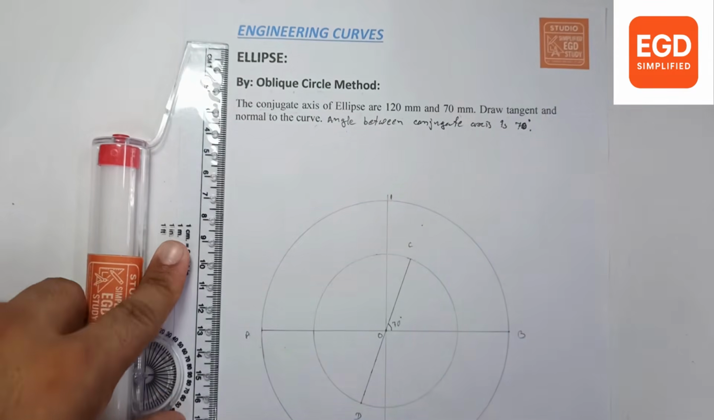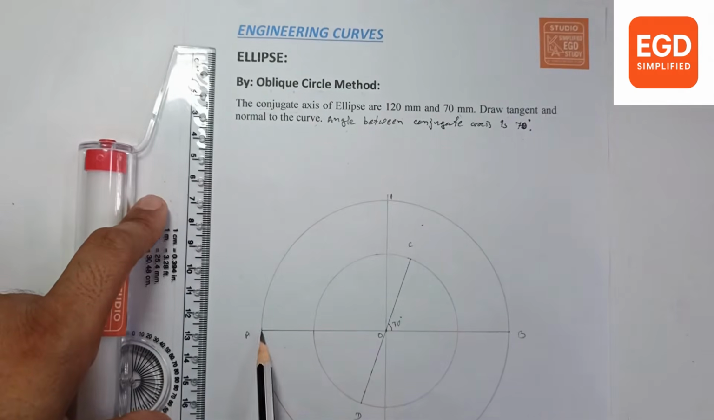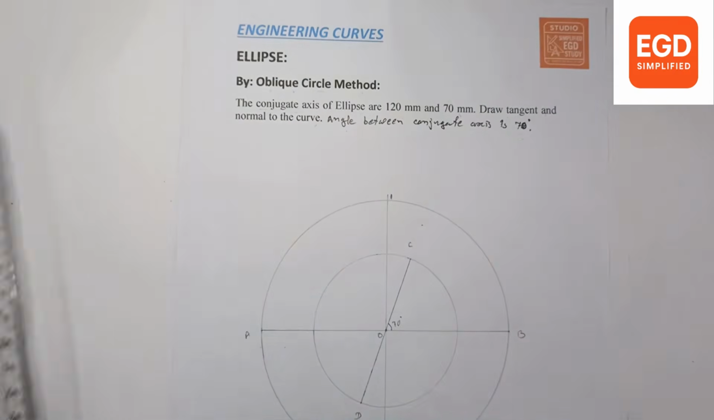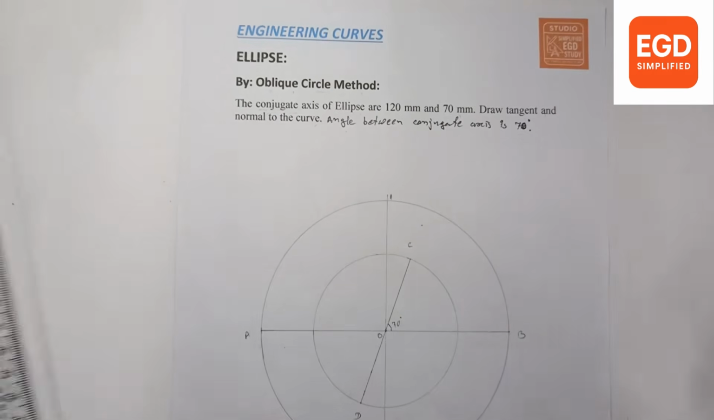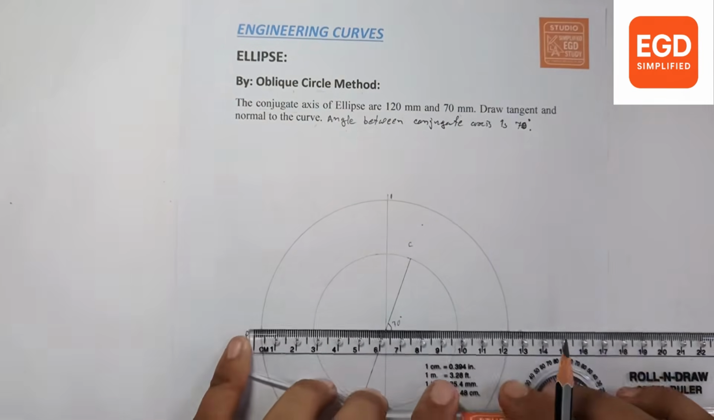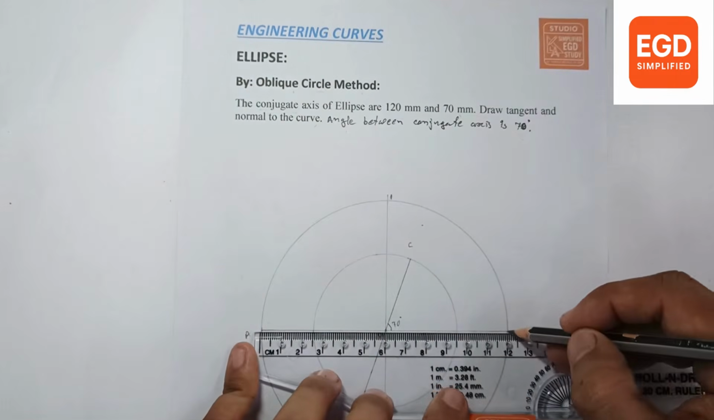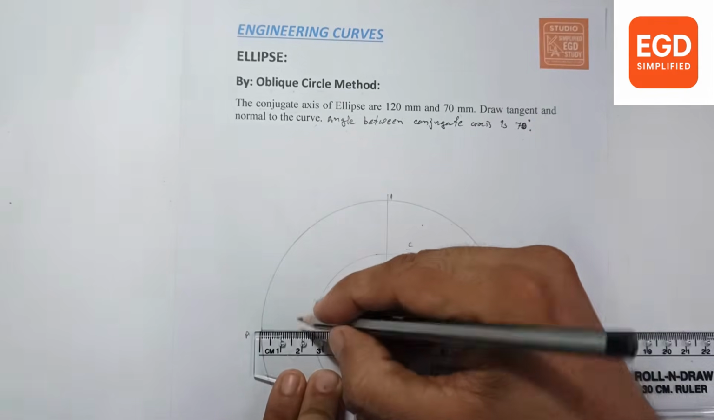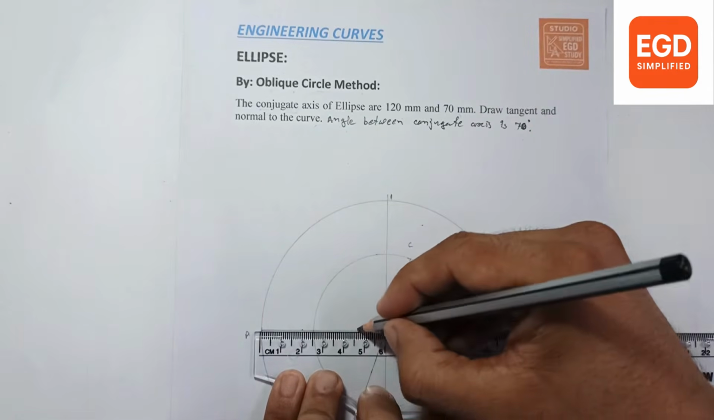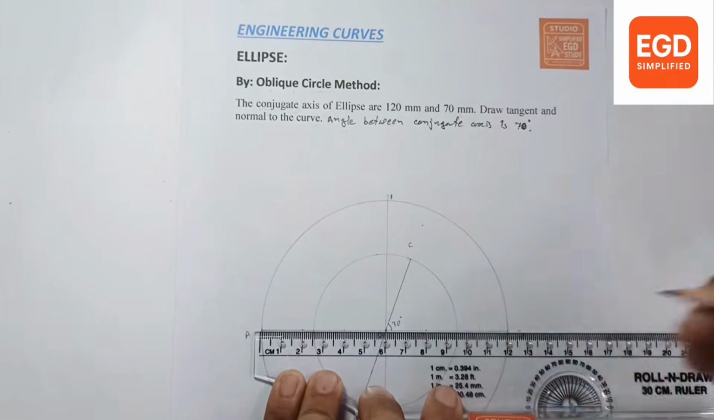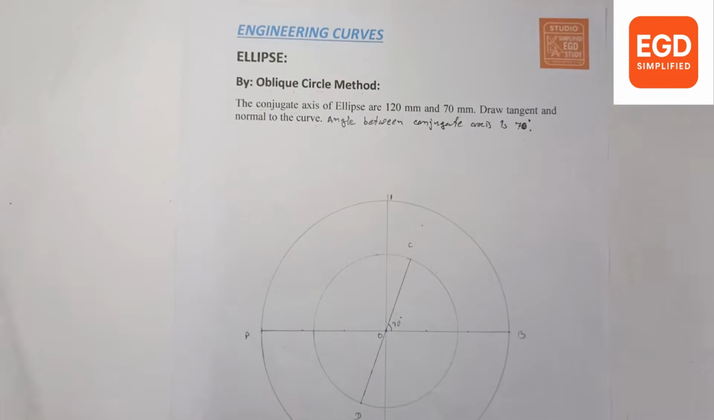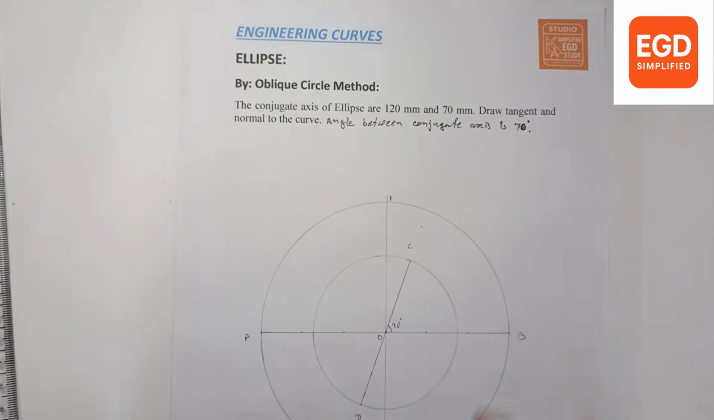Okay, now we will divide A to O and O to B into equal parts, or any random measurement you can take. So we have 120 total axis. So at every 2 centimeters, 20 mm, we will divide this. Okay, so we have ultimately divided this axis into 6 equal parts, 3 on this half side, 3 on this half side.